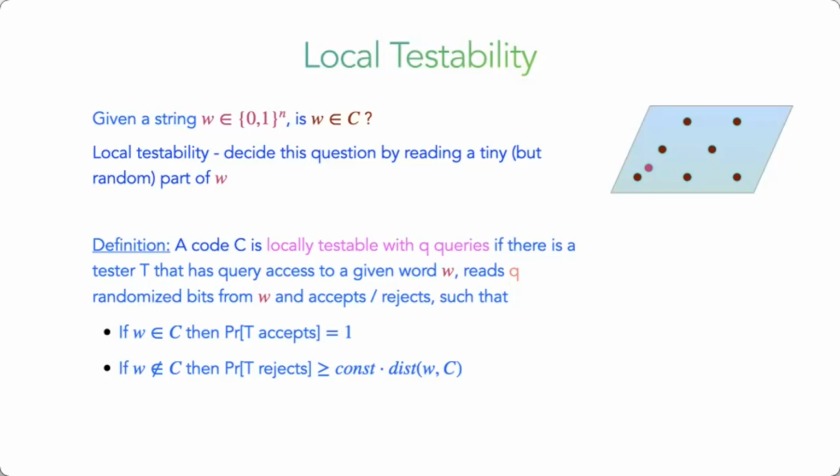What I can expect is that if someone changed the word in some alpha fraction of the bits, then the probability that the tester will say no is proportional to this alpha. So that's what's written here, that the probability to say no, to reject, is proportional, there's some constant here, to the distance of the word from the code. How many bits you really need to change W to make it in the code. Okay, so that's a definition.